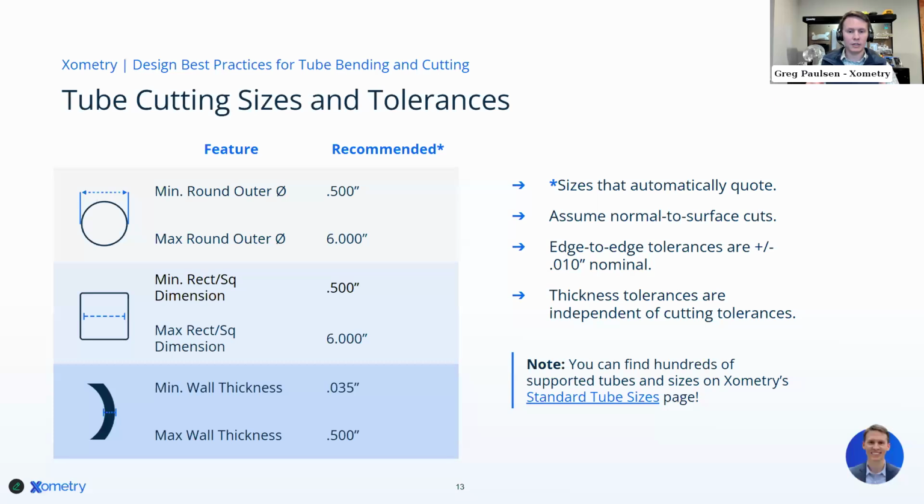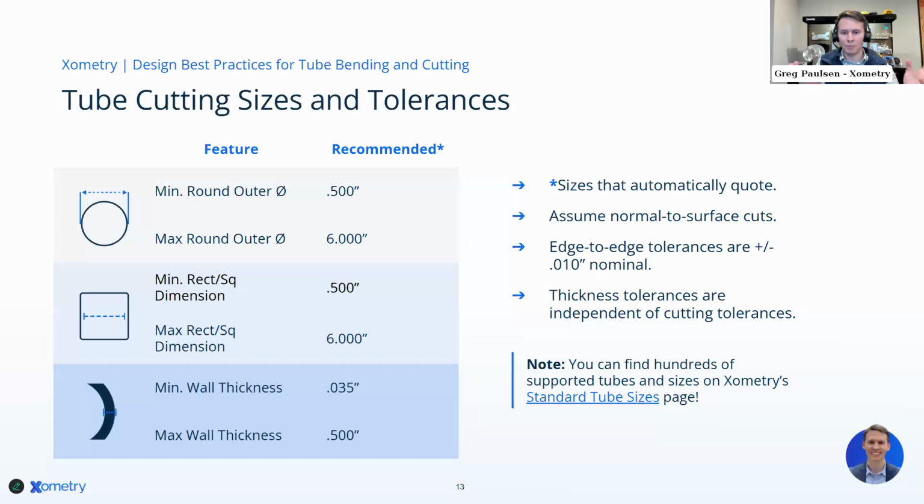And the cut tolerances are very, very similar to laser or sheet cut materials, where you're looking at that edge-to-edge feature tolerance of plus or minus 10 thousandths. Something to note about tolerances with anything that is a stock material is the tolerances of the stock are outside of our control. Those are dictated by the stock itself. So, for example, the diameter or wall thickness of that stock is dictated by the OEM, the manufacturer of that material.